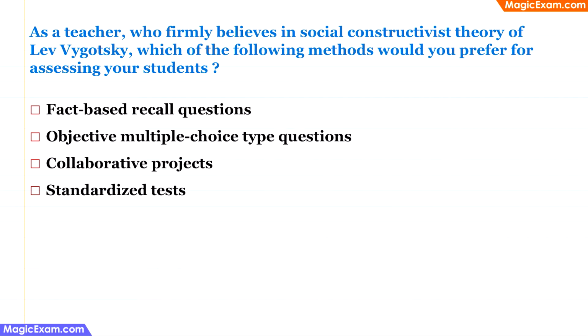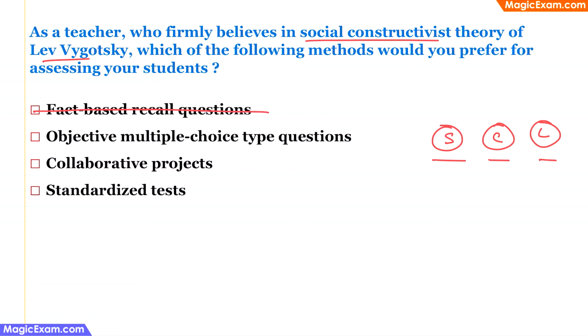As a teacher who firmly believes in social constructivist theory of Lev Vygotsky, which of the following methods would you prefer for assessing your students? So when it comes to Lev Vygotsky's social constructivist theory, then when you look at all the answer choices, there should be a social aspect to it, a cultural aspect, or a language or a linguistic aspect to the correct answer. Now when you look at all the answer choices, the first one says fact-based recall of questions. So none of these three factors are there. Therefore, this can be eliminated.